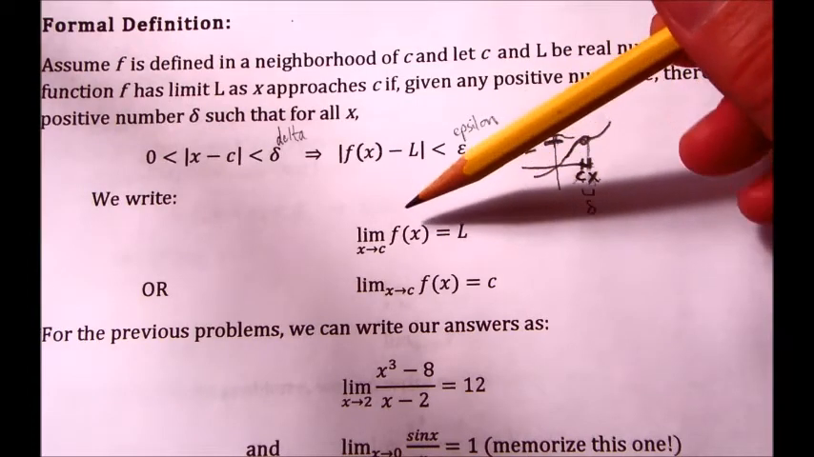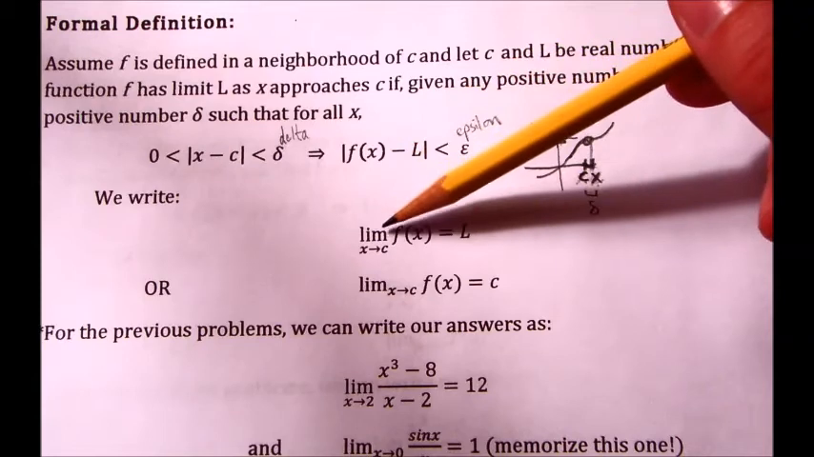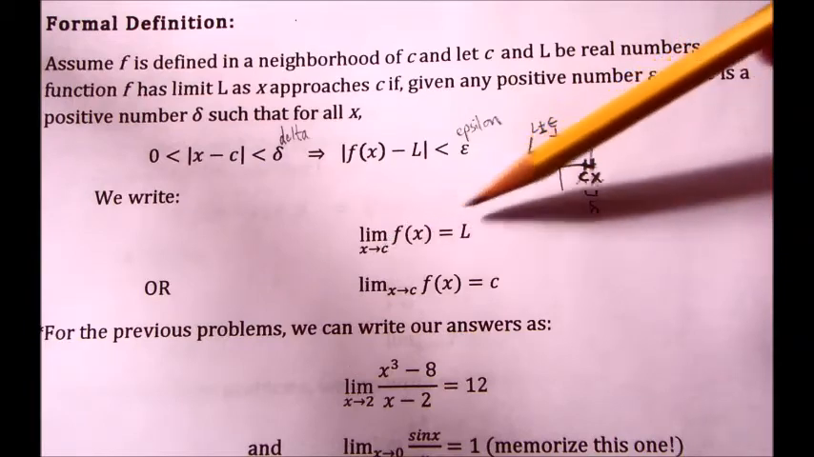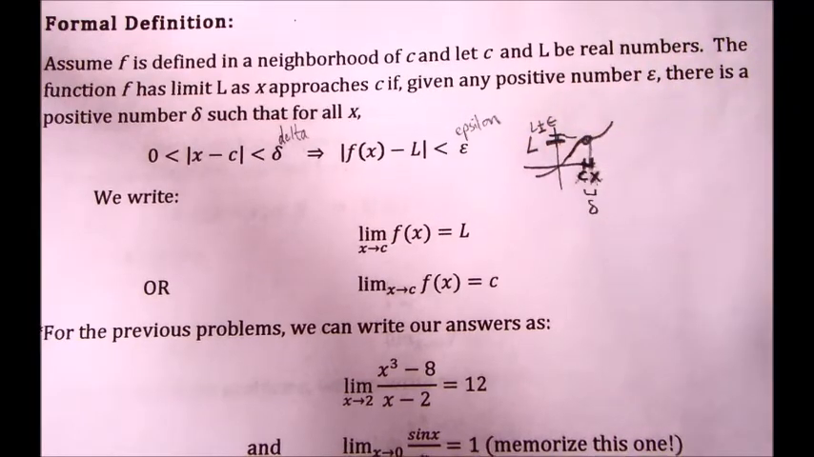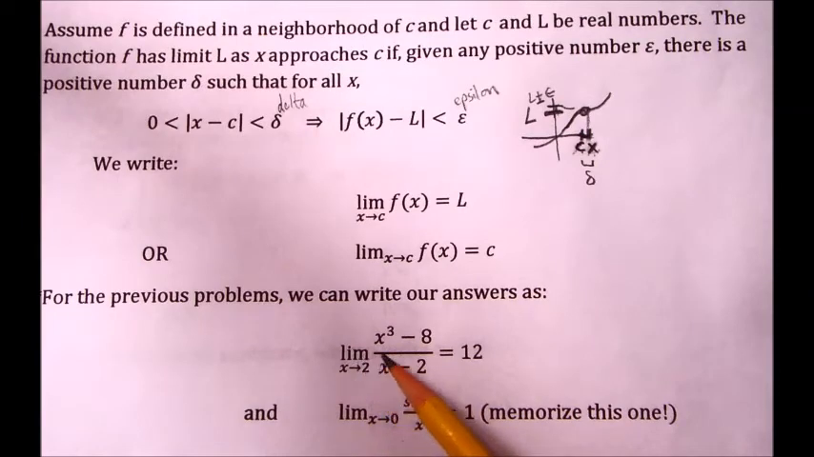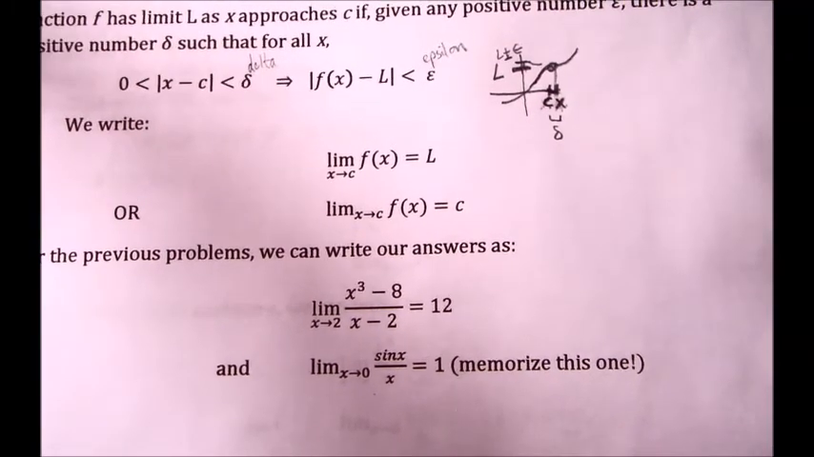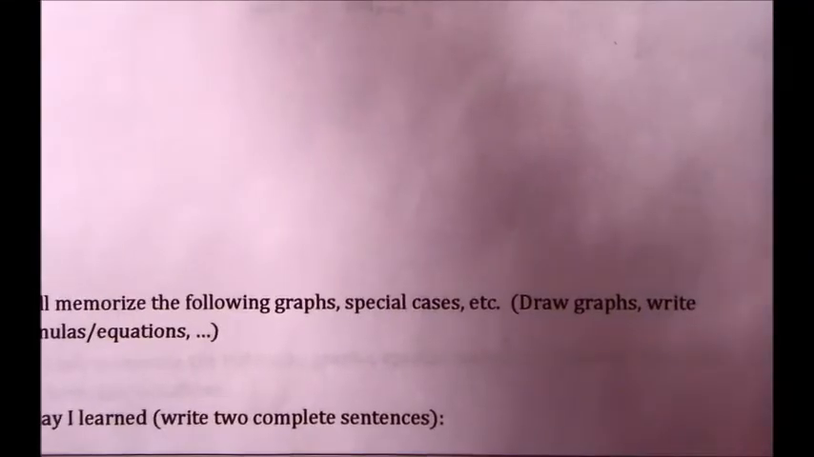Okay, and the way it's pronounced, it says this in the book as well, you're going to read this as the limit of f of x as x approaches c equals L. So in this case, the limit of x cubed minus 8 over x minus 2 as x approaches 2 equals 12. And this one, the limit of sine x over x as x approaches 0 equals 1. And I made a comment there for you to memorize that one because the real derivation for that is something way beyond this chapter, and it shows up later in the year with series.